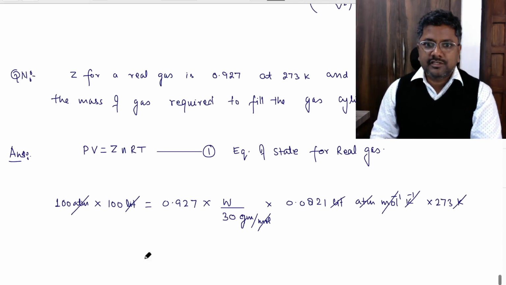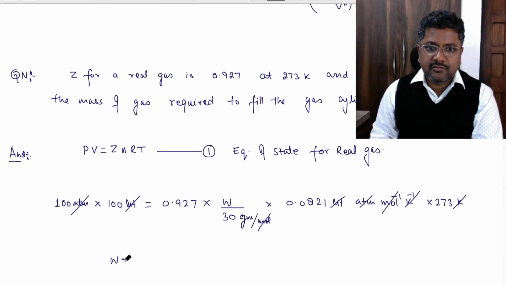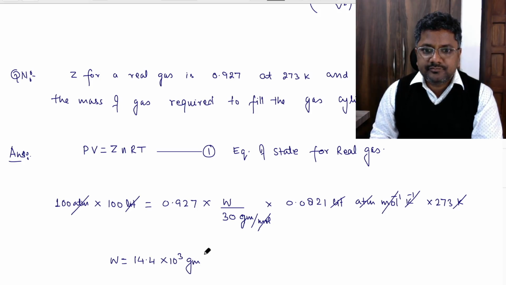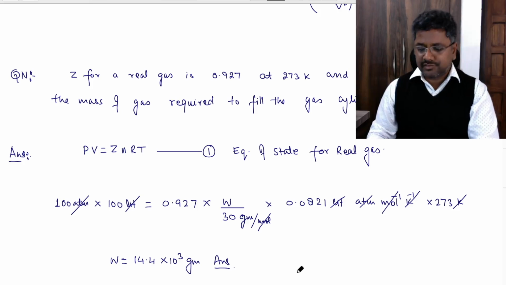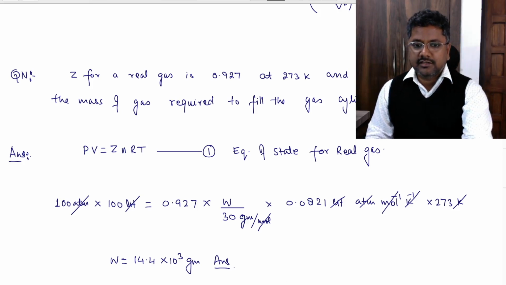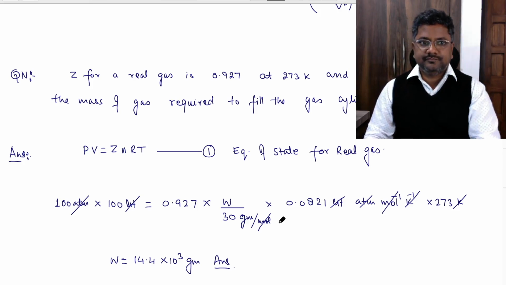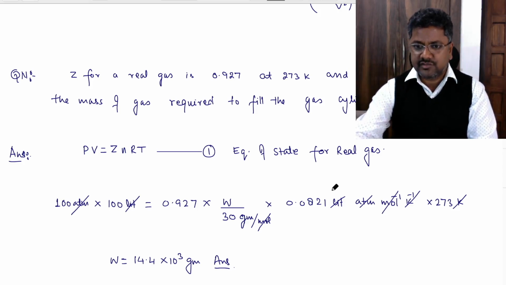If you solve this equation, you will get W equal to 14.4 into 10 power 3 grams. That is the answer. In this way you can solve such types of questions.